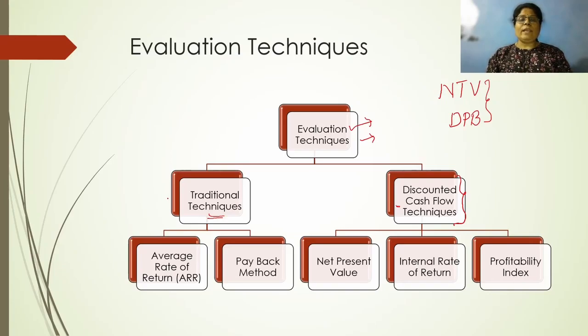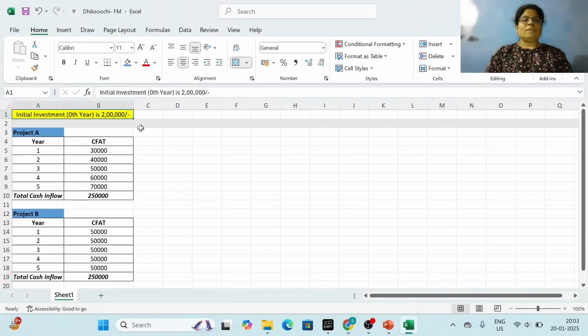In this video, let us start with average rate of return. Let me use an Excel sheet to explain this. Now, see, this is a simple example, that is initial investment, that is the zeroth year. Let us assume that there are two projects available, project A and project B. Project A requires 2 lakhs of initial investment. Project B also requires the initial investment of 2 lakhs. But the cash flows are generated during its tenure. Let us assume that the project has 5 years of tenure.